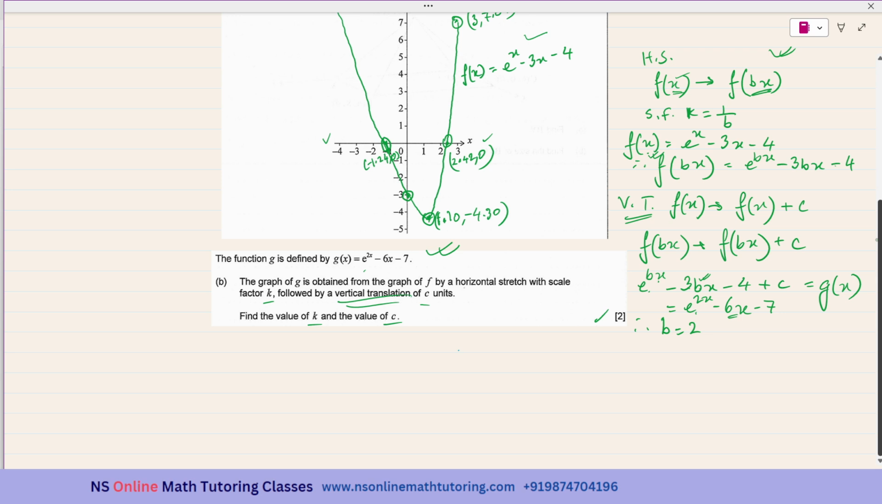And what is the c value? Negative 4 plus c should be equal to negative 7. So c is equal to negative 7 plus 4, which is negative 3. And we do not need the b value, rather we need the k value. I have written k is equal to 1 over b. So k is equal to 1 over 2 because b is equal to 2, and c is equal to negative 3.